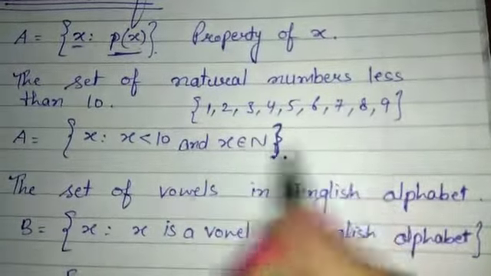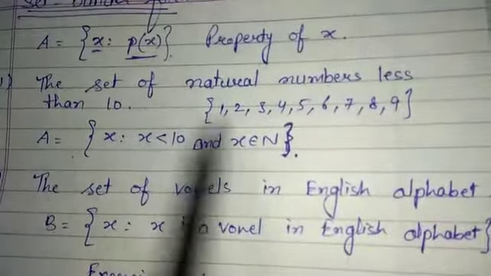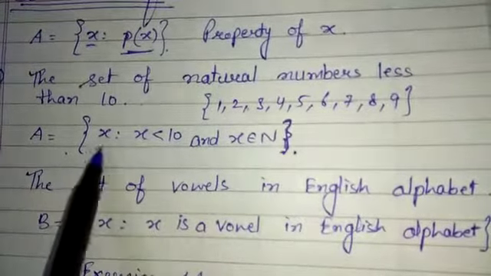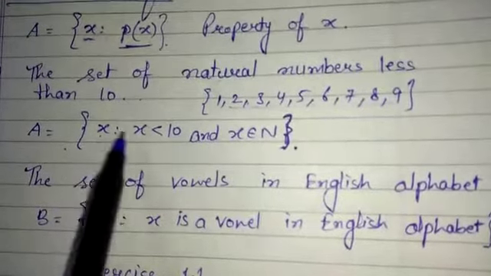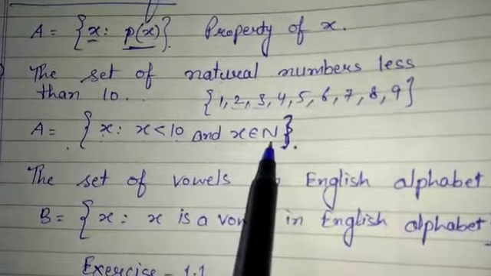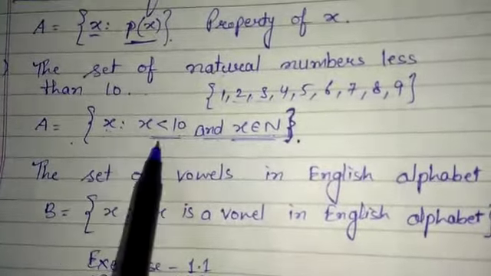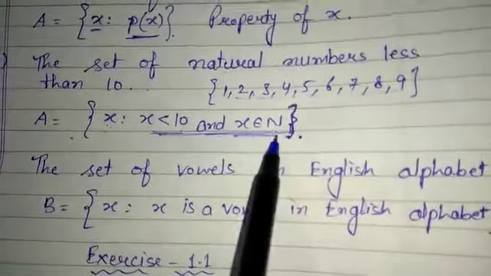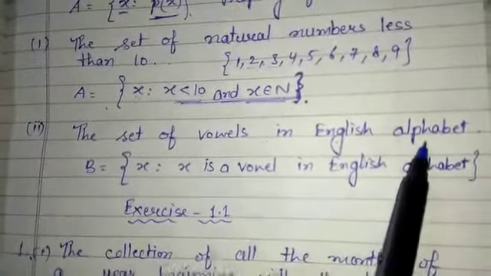This is roster form. Which form is this? Roster. But if you want to write in set builder form, then we will take these elements in the form of x. So I am taking all these as x, where x is less than 10 and x belongs to natural numbers. So this is the property of x. Firstly write down x and then the property of x. What is x? Clear?